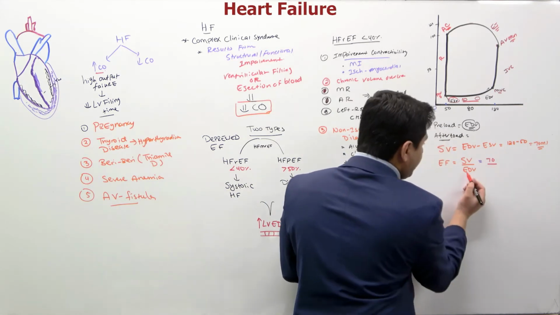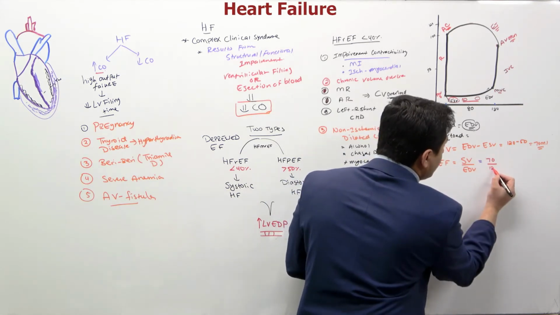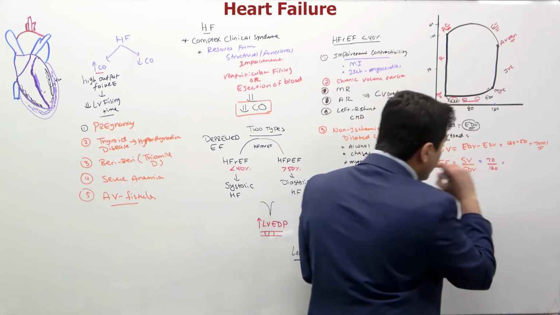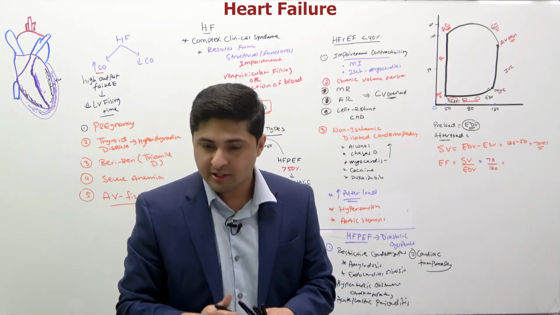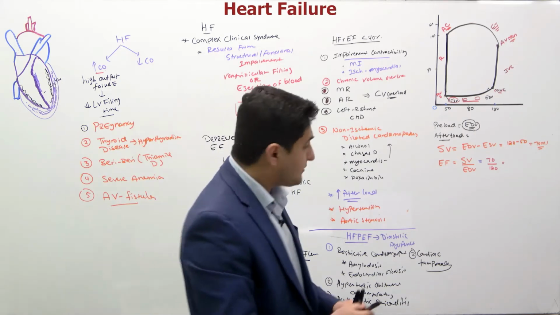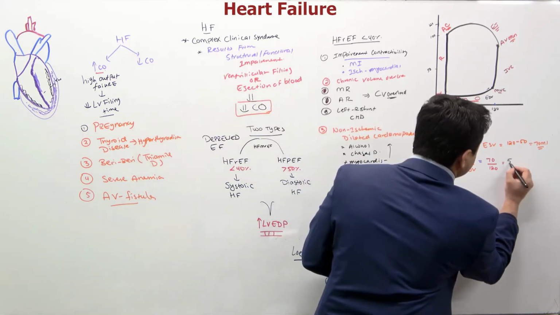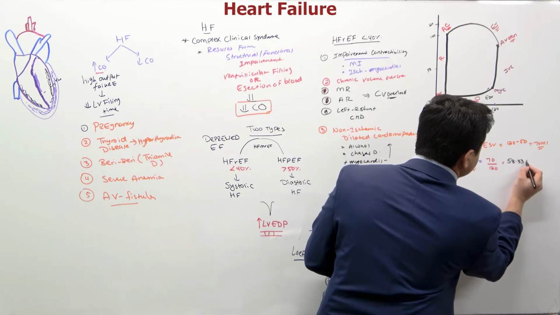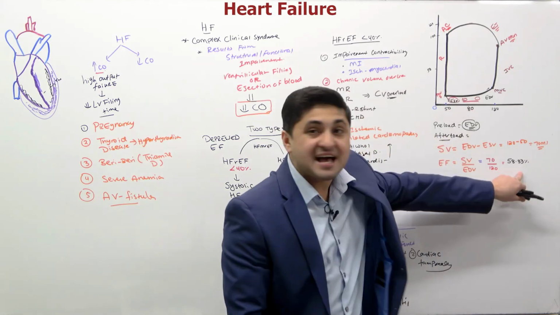So you do 70 divided by end-diastolic volume, which is 120 ml of blood. So what do you get? 70 divided by 120. If you do the math correctly, you should get about 58. I already did this math, it should be 58.33%. See, this is an ejection fraction.